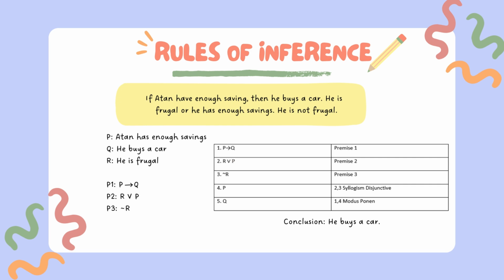And on the right, we have the premises arranged from 1 to 3, which are P implies Q, R or P, and not R. The next step we have to do is take premises 2 and 3 and apply disjunctive syllogism, which results in P. The next step is to apply modus ponens on premise 1 and our recently obtained answer, which is P, and that will result in Q. So in conclusion, he buys a car.